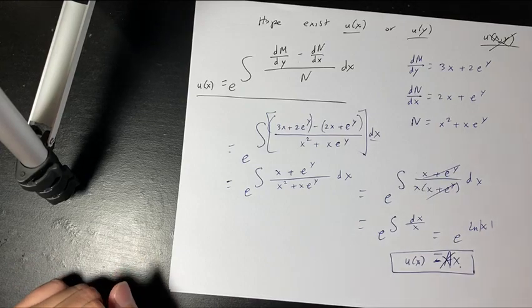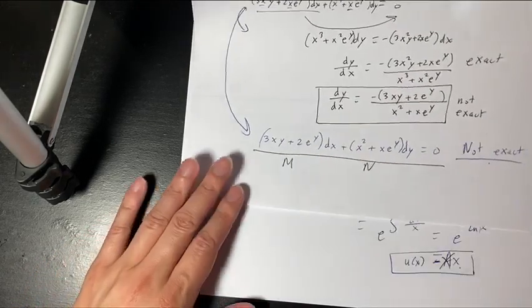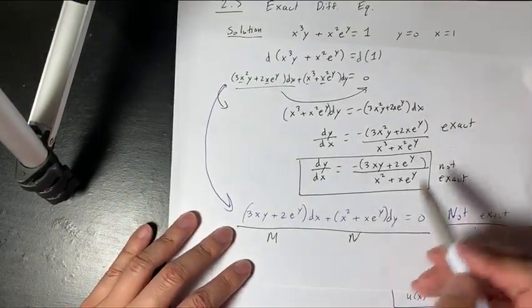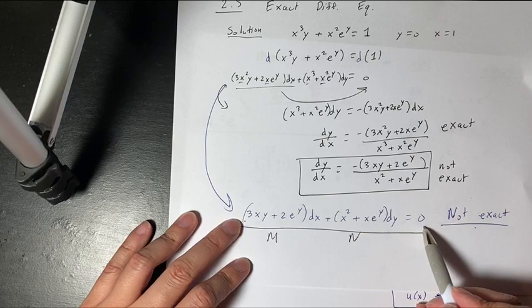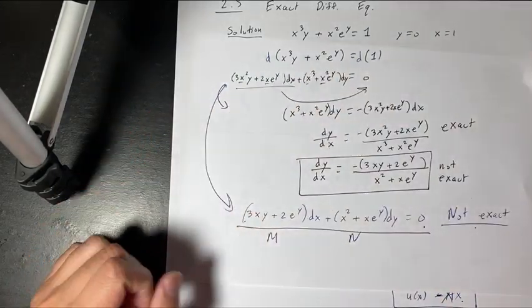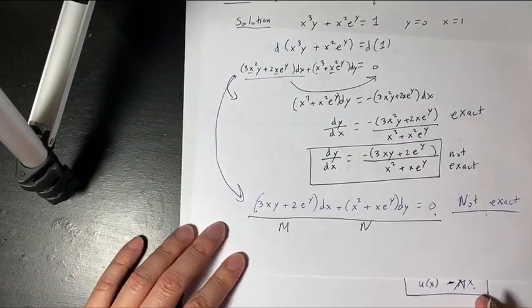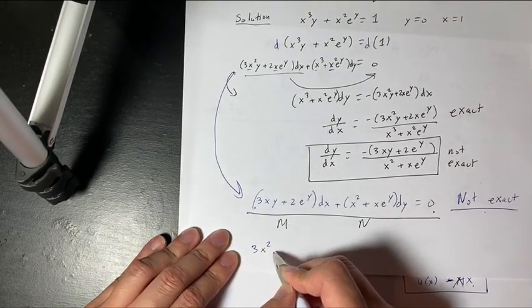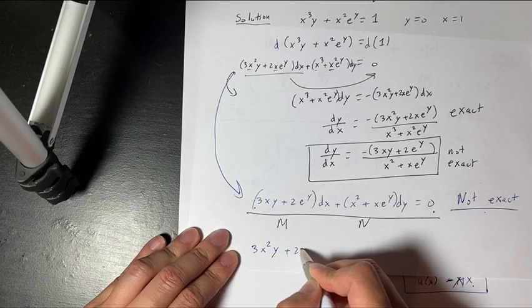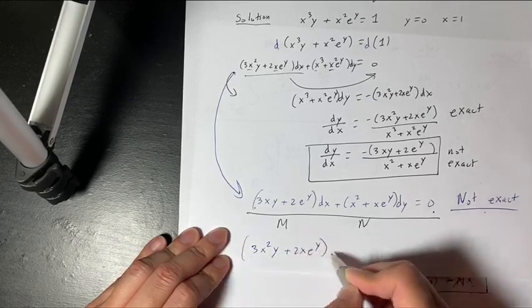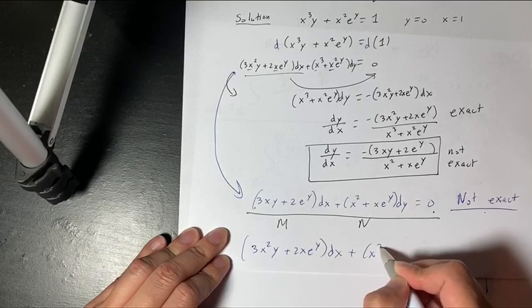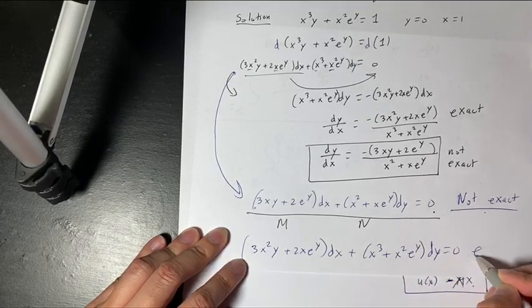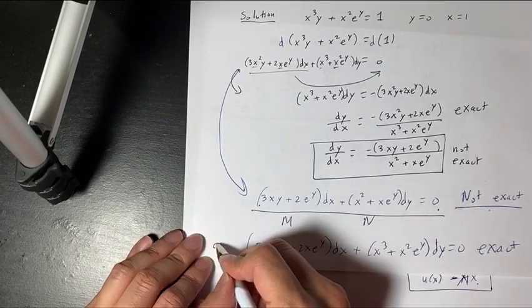So there it is. And I think I can just stop here because you guys know very well that if I multiply everything by x now, it is going to be exact, and then you continue the process. So now I know my u of x is x. Multiply by x, you get 3x squared y plus 2x e to the y, x to the third plus x squared e to the y. It's exact. Now we're back to section 2.4.